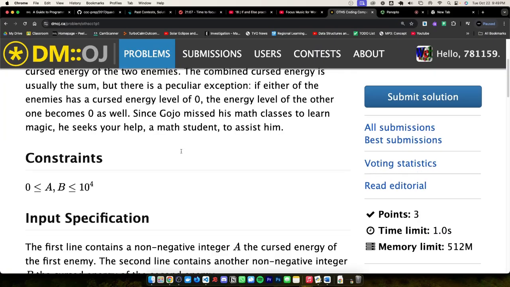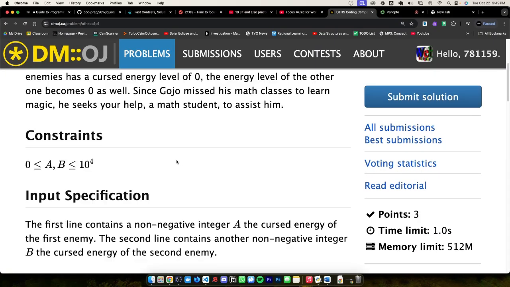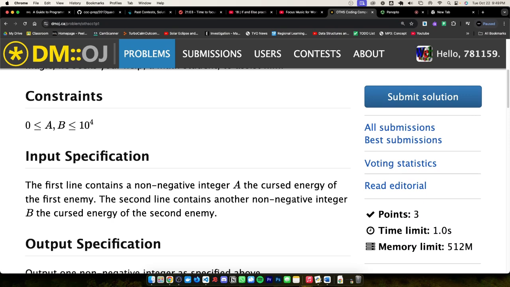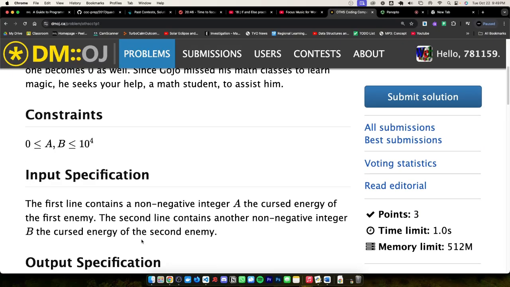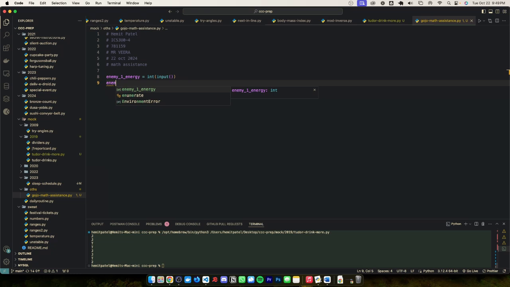All right, so now what we will do is we will look at our input. Our input is the cursed energy levels from both enemies, right? So enemy_1_energy is going to be our first, and it's going to be an integer because it's a non-negative integer. We can just assume it's non-negative. We don't need to check for that. And then enemy 2 energy, which is going to be an integer of input.